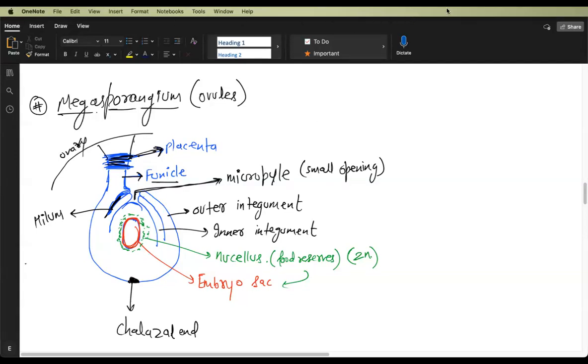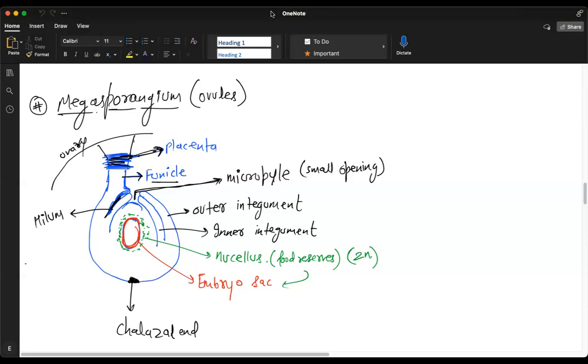Do you want to know where I lost marks? In this, a very silly mistake. This one, and one more question was there, which was: write the alternative name for MTP. That is induced abortion, right? MTP is medical termination of pregnancy, that is, chemically induced abortion. They asked the question for this, and I wrote induced pregnancy.